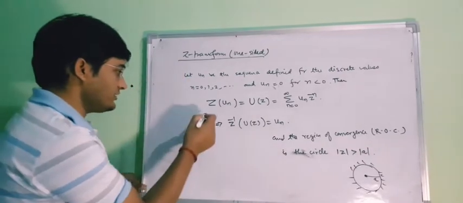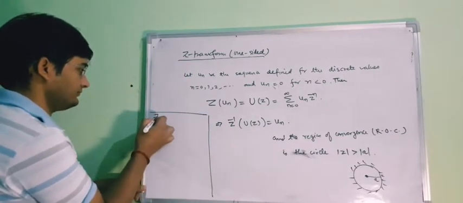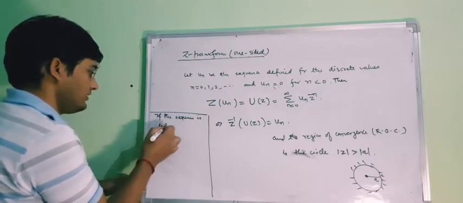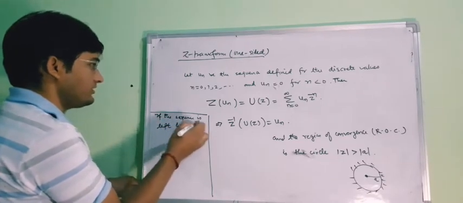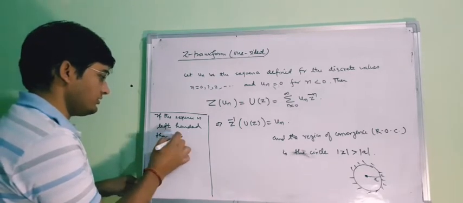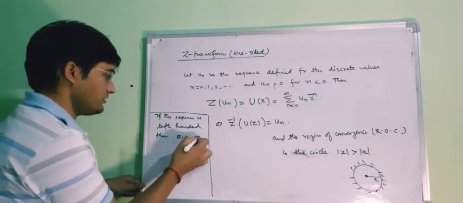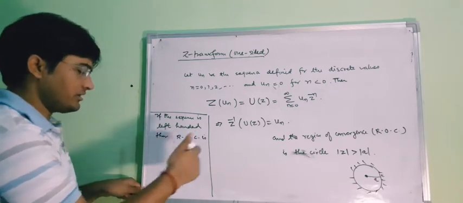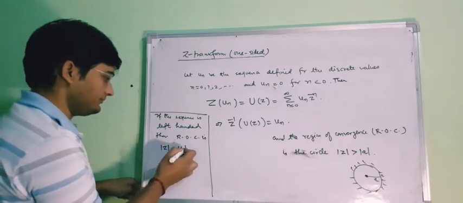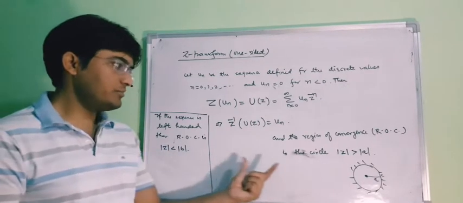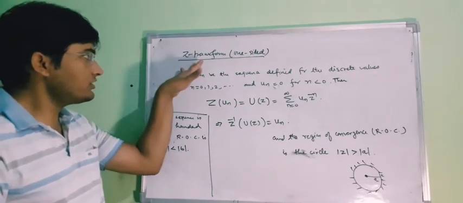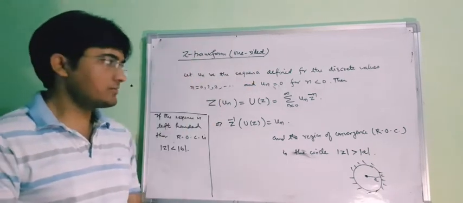Now if the sequence is left-handed, that means when it is defined for the negative values, then the region of convergence is inside of the circle, say mod z less than mod b. That means mod z less than mod b means the inside region of the circle. So this is the definition of the one-sided Z transformation.